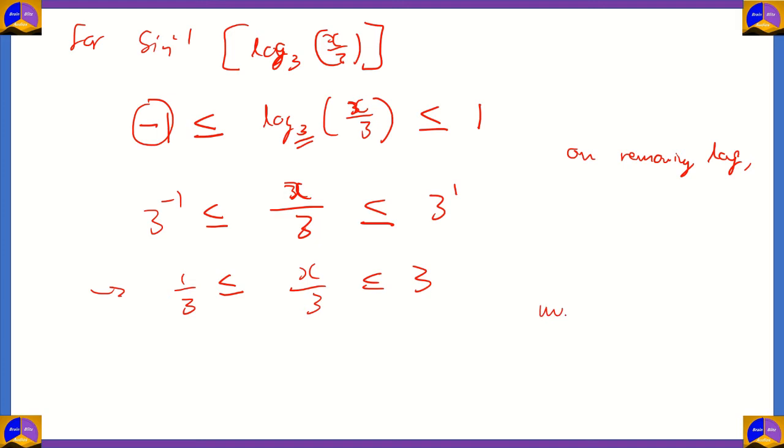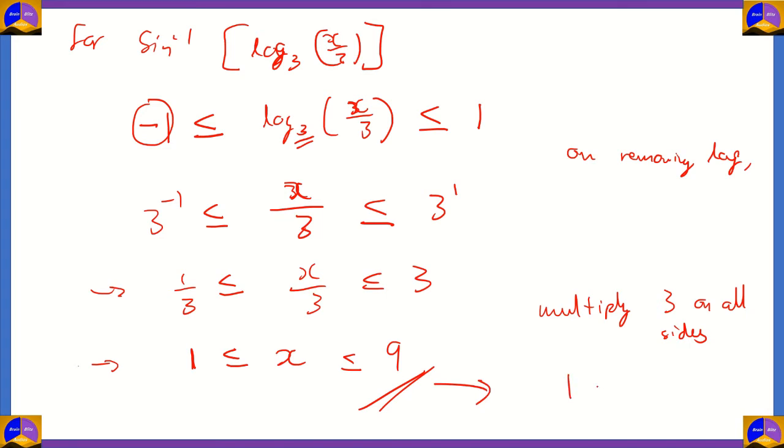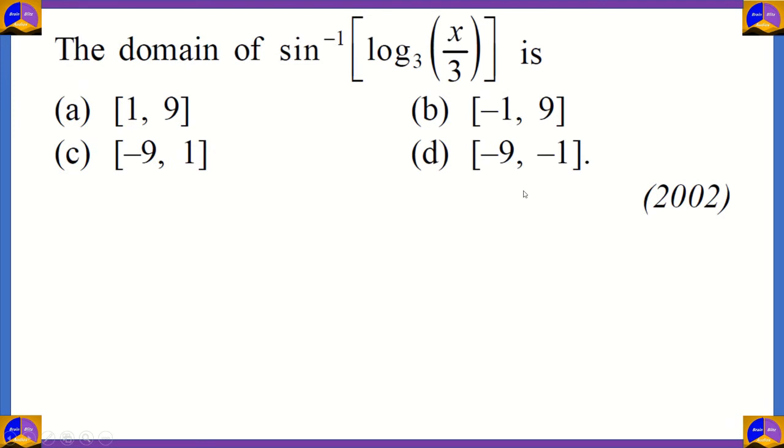So what you now do is multiply 3 on all sides. So that means 3 by 3 gives you 1 less than or equal to x less than or equal to 3 times 3, which is 9. So the domain of sine inverse of log to the base 3 of x by 3 is the closed interval 1 to 9. So that means option A, closed interval 1 to 9, is the correct answer.